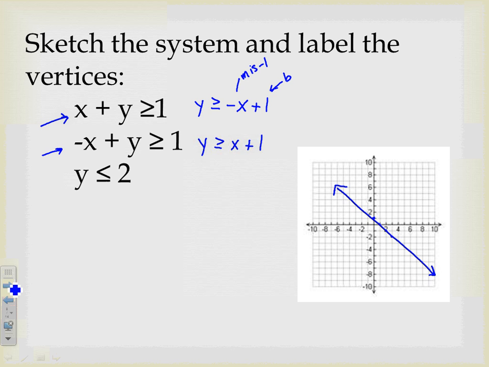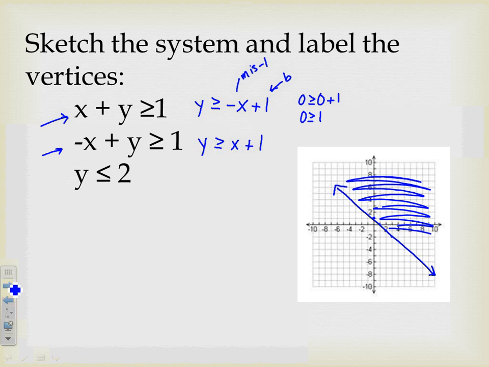Doing a test point. Notice how 0, 0 is underneath the line. I'm going to use it still as my test point, and if I put it in, I get 0 greater than or equal to 0 plus 1. So is 0 greater than or equal to 1? And the answer to that is no. So I'm going to shade the other side, not the side that has 0, 0 part of it.